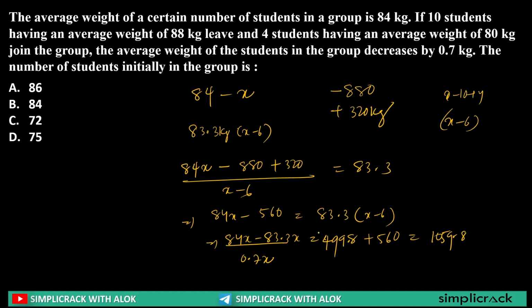Okay, so here it is minus there, my apology, because it is 83.3 minus x. So this will be equal to 60.2. Okay, so 0.7x is equal to 60.2, x will be equal to 602 by 7, which is equal to 86 is the answer. So initially 86 students are there.